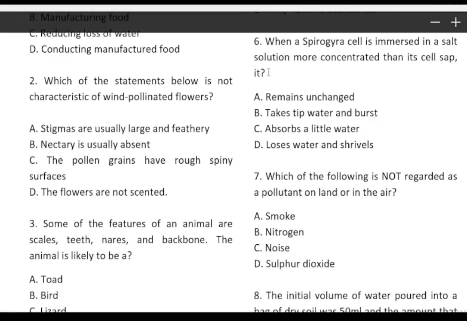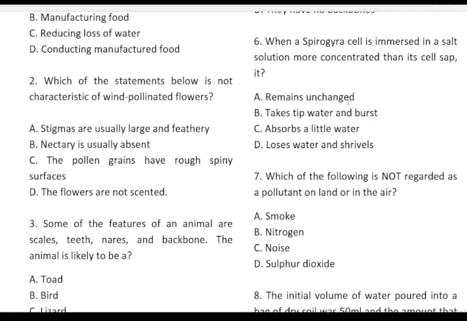So let's see what happens then. They said it remains unchanged. That is not true. It takes some water and bursts. That is not true. It absorbs a little water. That is also not true. It loses water and shrivels. Yes, that is our answer. The cell of that spirogyra will lose water to its surrounding, thereby causing it to shrivel. So that is option D.